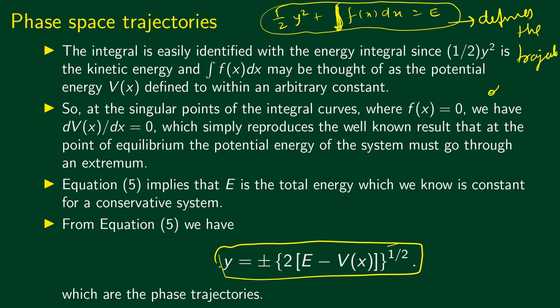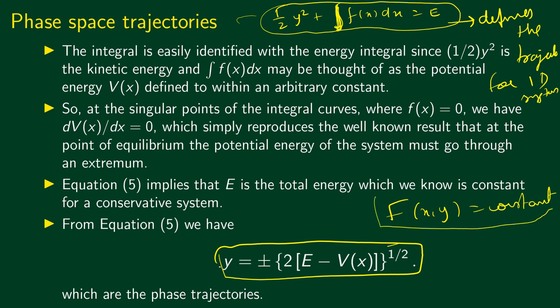For a one dimensional system, the phase space is two dimensional. For a two dimensional plane, this equation actually gives an equation of the form some function of x comma y is equal to constant. So this is basically the definition for a surface.